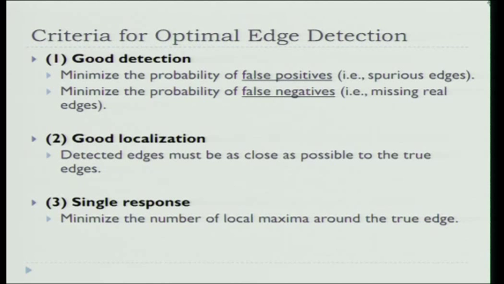We will be covering the biometric system, the different types of error and how we should minimize them. Good localization means the detected edges must be as close as possible to the true edges. Another thing is the single response.